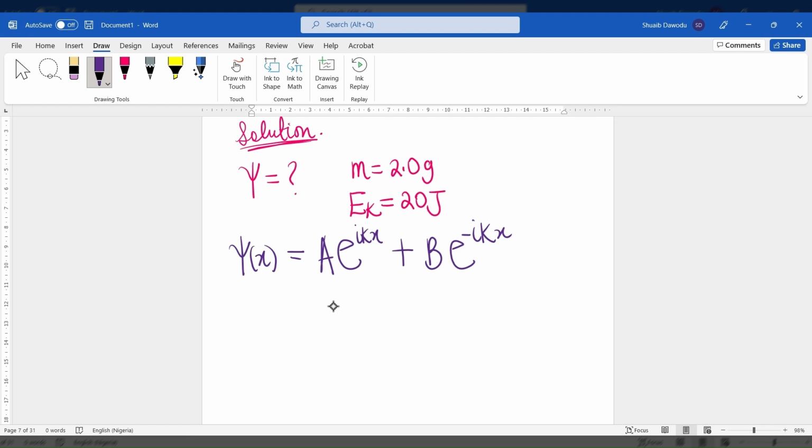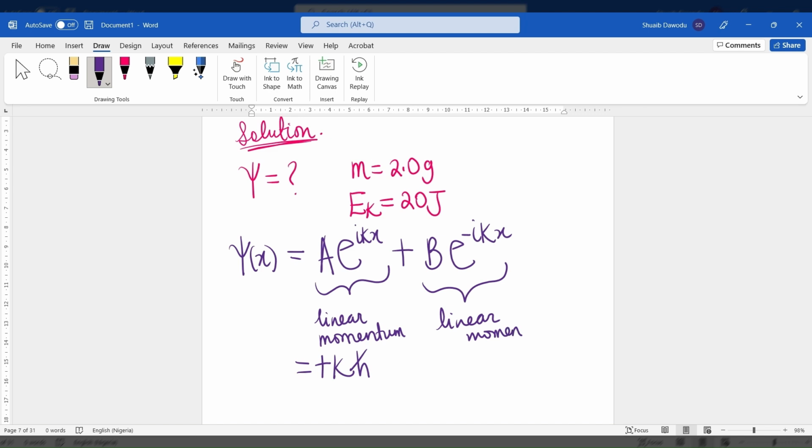where this first part, a e raised to the power of ikx, is simply the linear momentum equal to positive k h bar. And the right side is saying the linear momentum is equal to negative k h bar.